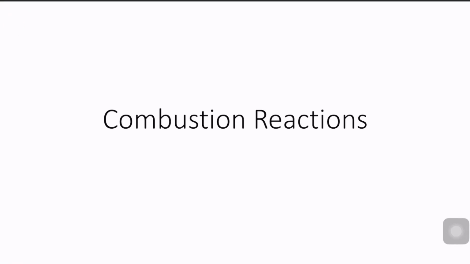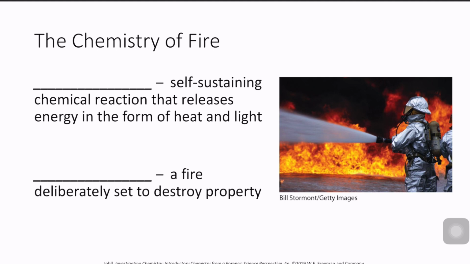In this video, we are going to talk about combustion reactions. Now, before we talk about combustion reactions, we need to talk about the chemistry of fire. Fire is self-sustaining and it is a chemical reaction. Through that process, the chemical reaction releases energy in the form of heat and light. It's kind of weird thinking of energy, and there are all different types of energy, but the chemical reaction of fire produces both heat and light energy.